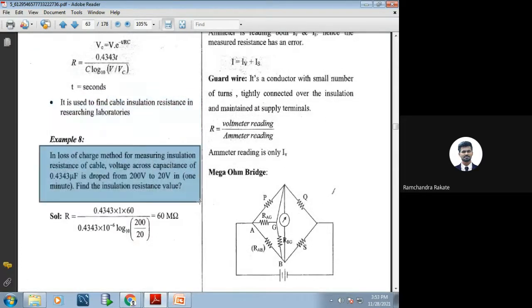Okay, so on that basis we have one equation. Now the numerical, read it out. What have they given in the loss of charge method, LOC method, for measuring the insulation resistance of a cable? The voltage across the capacitance of 0.4343 microfarad is dropped from 200 volt to 20 volt in 1 minute. Find the insulation resistance value. This is what they have asked.